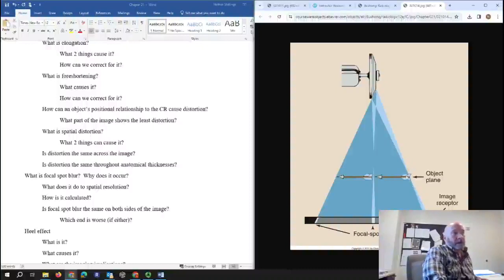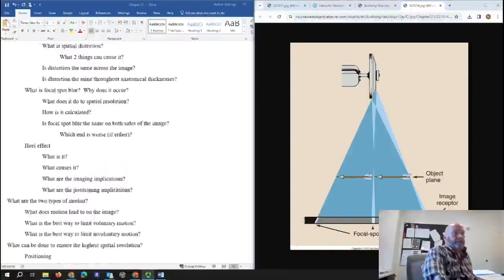So as we increase our OID, we get an increase in blur. As we increase our focal spot size, we get an increase in blur. But the blur is always worse at the cathode end of the X-ray tube than at the anode end. So why does it occur? Well, it occurs because we create X-rays from an area and not a point. Focal spot blur decreases spatial resolution, sharpness, or recorded detail. Spatial resolution, resolution, and sharpness all mean the same thing. It decreases. It's calculated, again, on page 286 of Bushong.